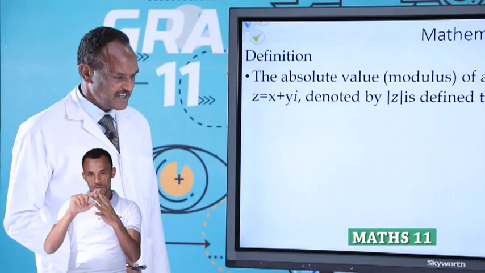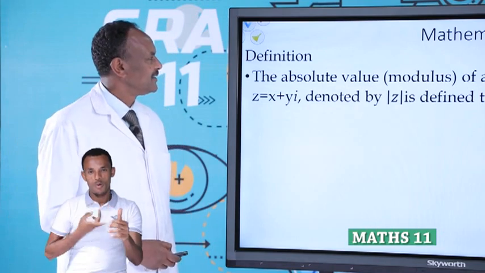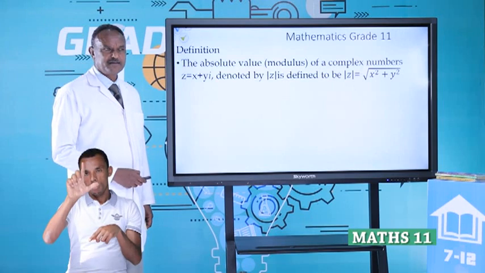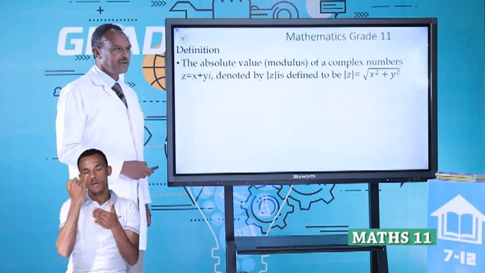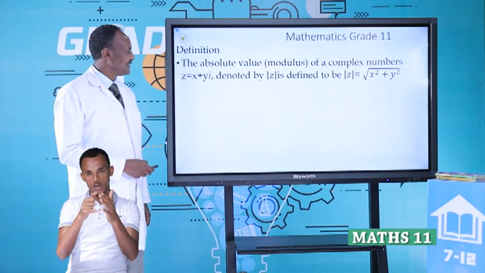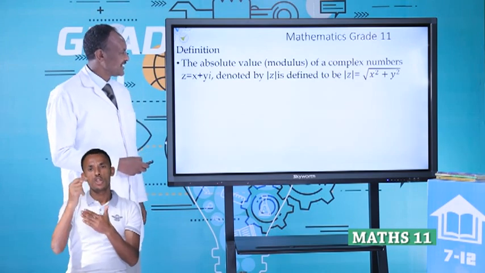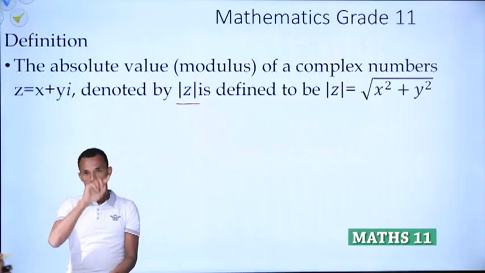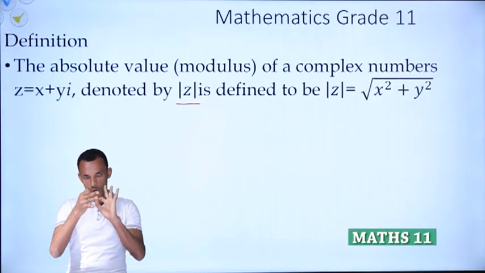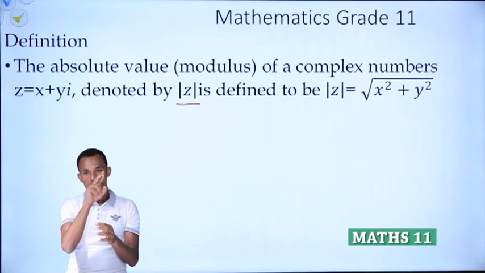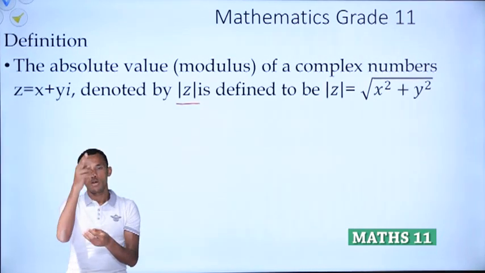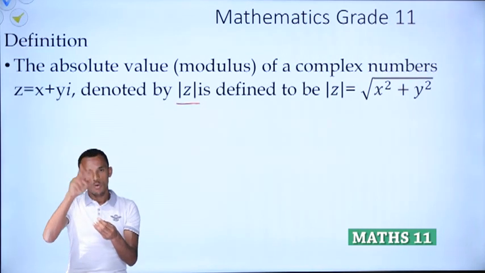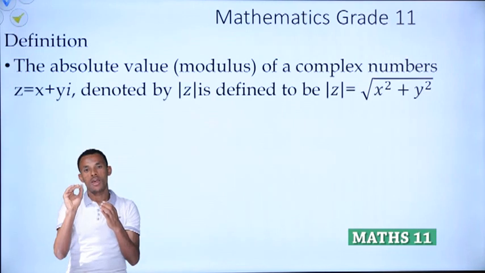To start this discussion, first we have to define what is meant by the absolute value or modulus of a complex number. If z is equal to x plus yi, a complex number, then the modulus of z is defined by the square root of x squared plus y squared, which is the square root of the sum of the squares of the real part and the imaginary part.